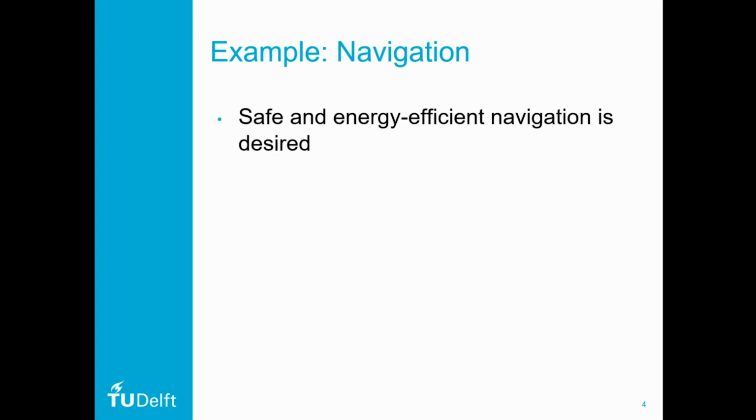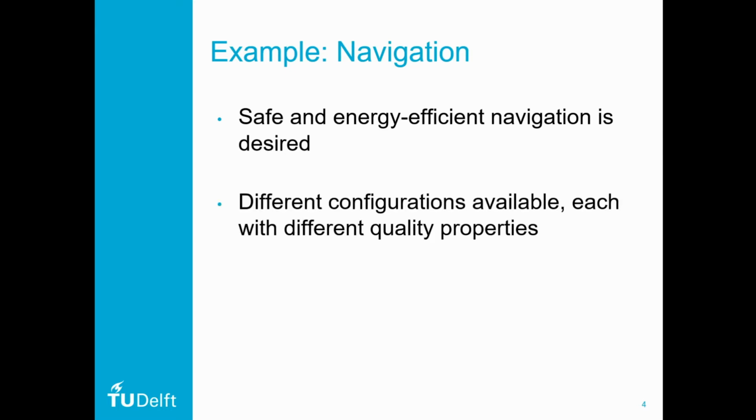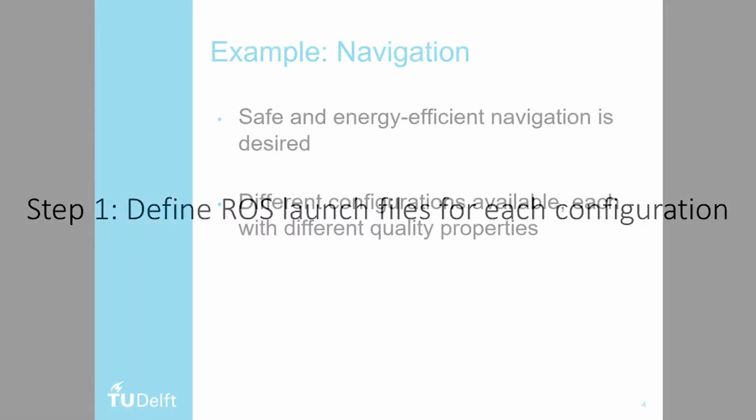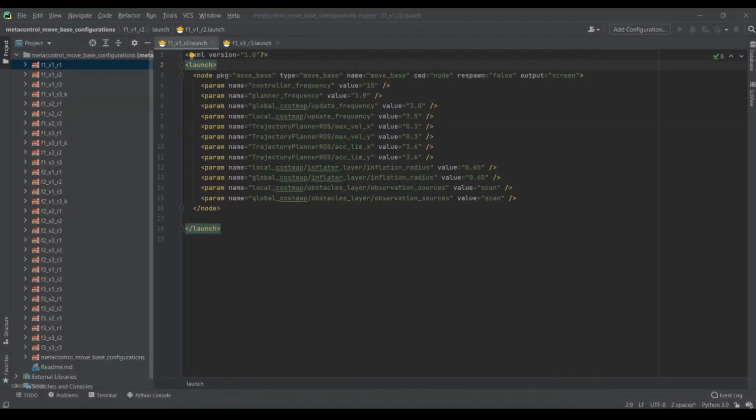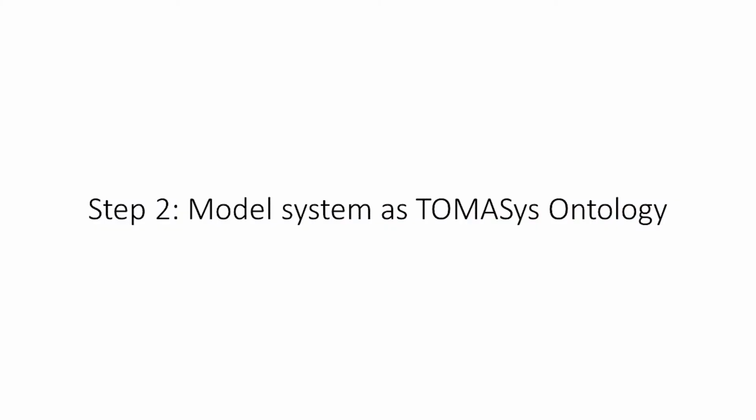Imagine we need to configure our robot to navigate safely while at the same time optimizing battery usage. To achieve this, we have different configurations, each of them with different quality properties. For example, a configuration with a low maximum velocity might be considered safer. Now, a ROS launch file should also be created to deploy each of our configurations. In these, you simply specify which nodes you would like to launch using which specific parameters.